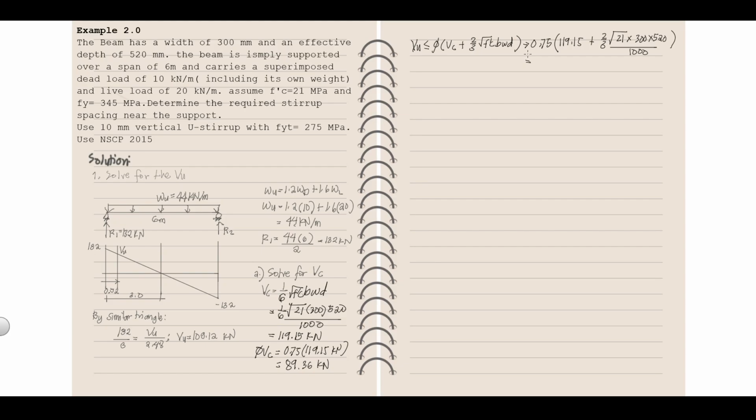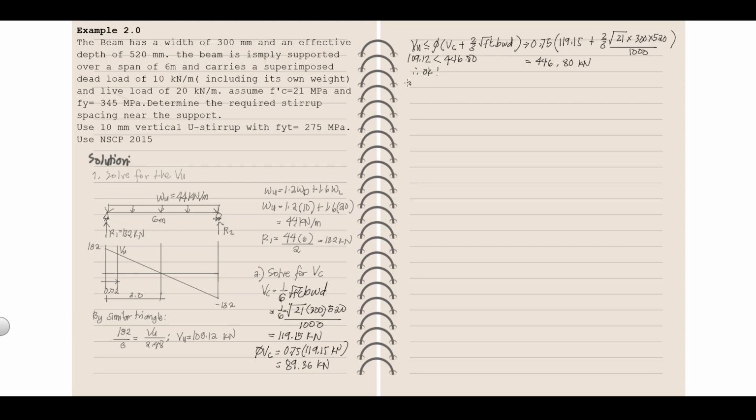Pakilabas na lang yung calcul nyo class. Okay, solve natin ng sabay. So 446.8 kilonewton. Okay, as you can see, our VU is only 109.12, which is less than the 446.80. So therefore, okay itong section natin. No need to adjust the section.